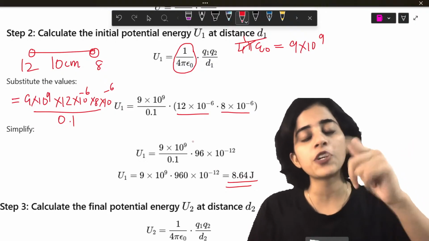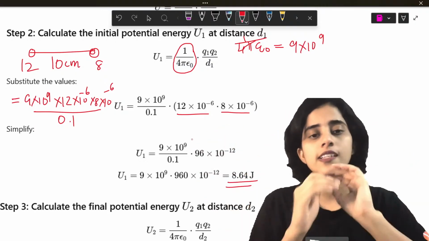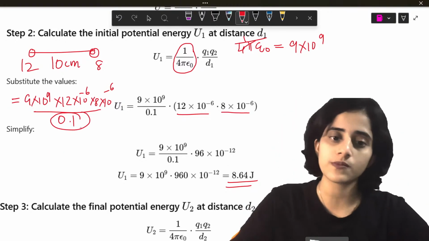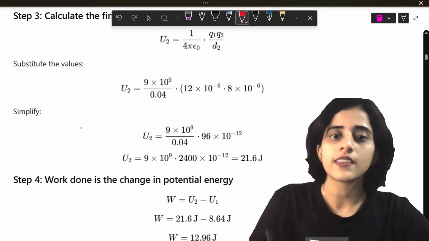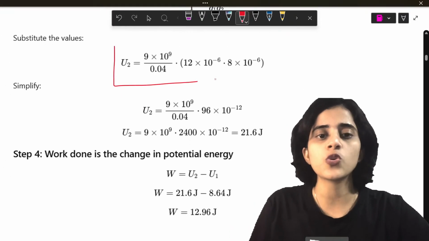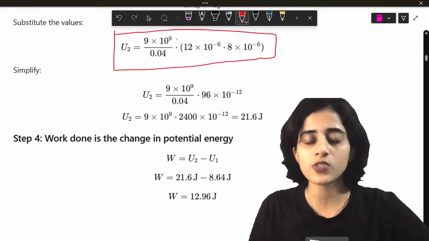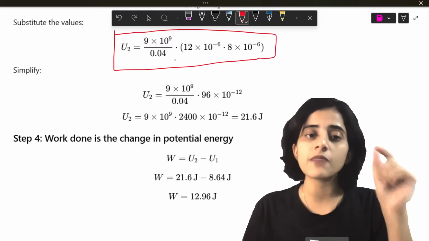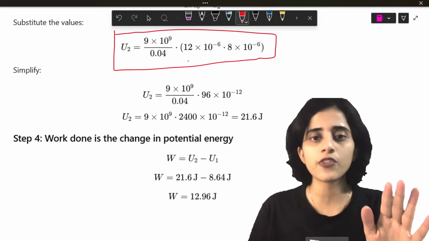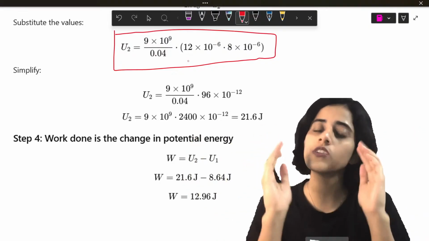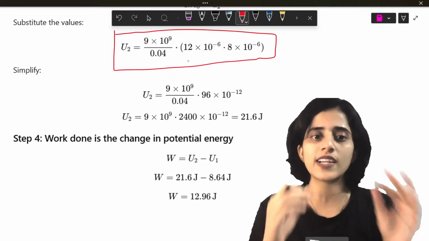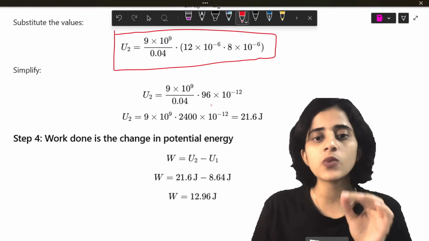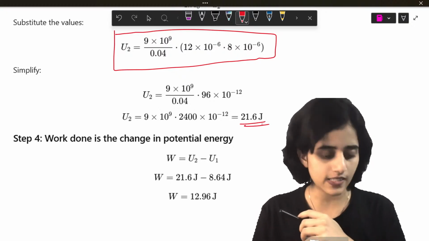Now we have to find the potential energy when the distance becomes 4 centimeters. Same step, the only difference is this value will become 0.04. So U is equal to 9 into 10 raised to 9 into 12 into 10 raised to minus 6 into 8 into 10 raised to minus 6 divided by 0.04. The distance between the charges is now 4 centimeters, so you convert it into meters and write it as 0.04 meters. And then you will be getting 21.6.